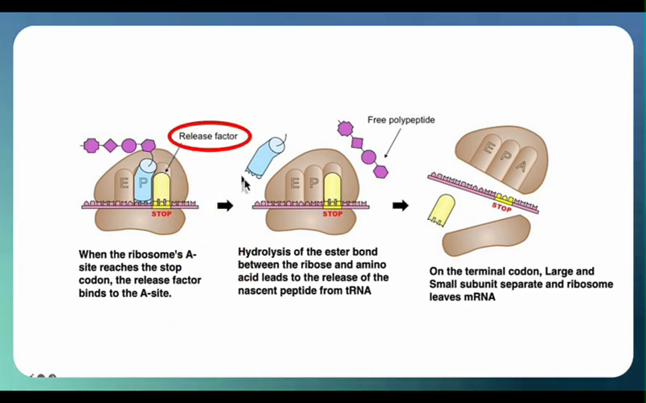Then, hydrolysis of the ester bond between the ribose and amino acid of the peptidyl-tRNA is induced, and the nascent peptide is dissociated from the transfer RNA. At the same time, the complex of the ribosome, mRNA, and release factor is disassembled using the energy of GTP. This is the termination of the translation reaction.